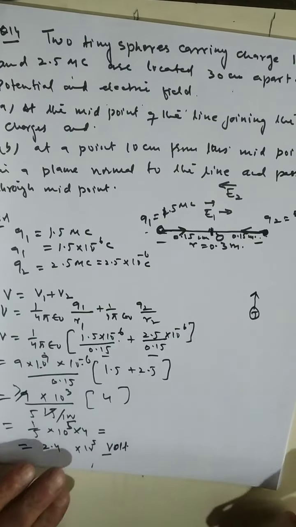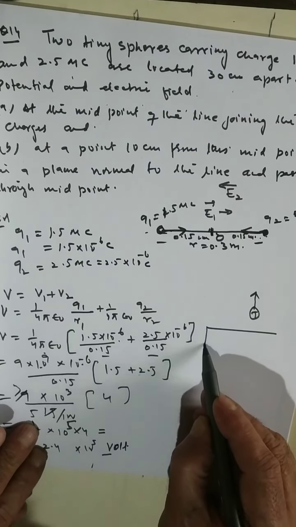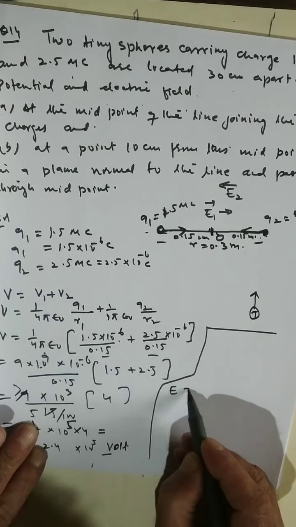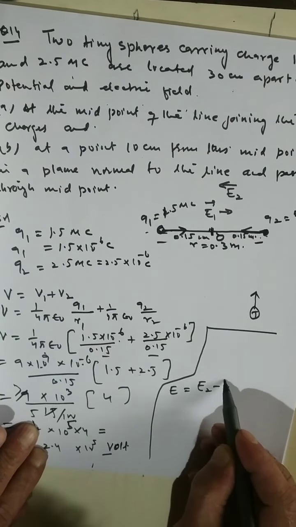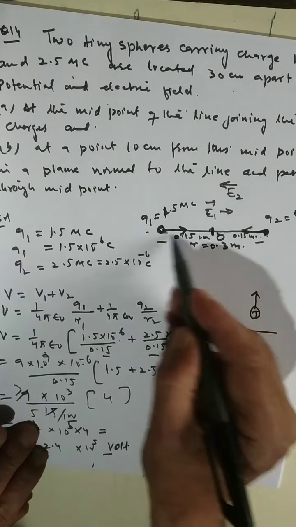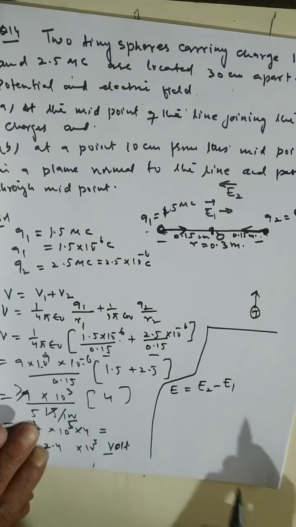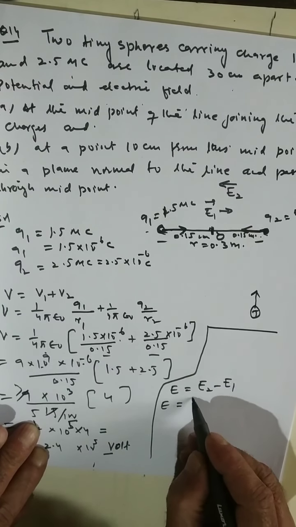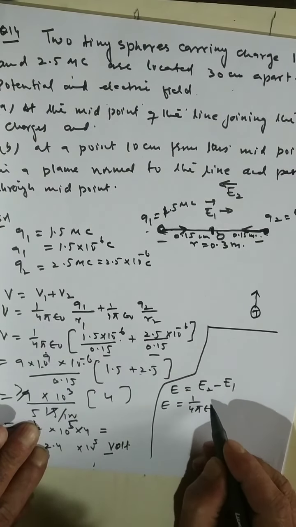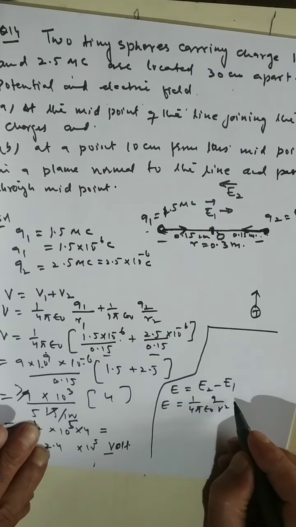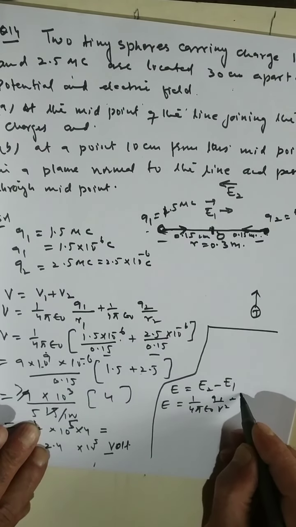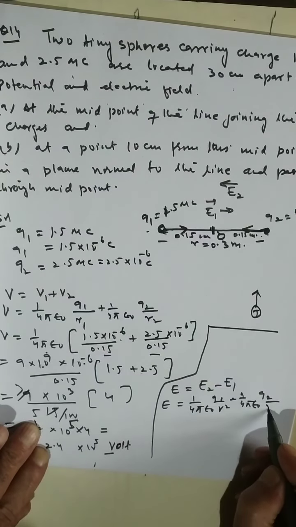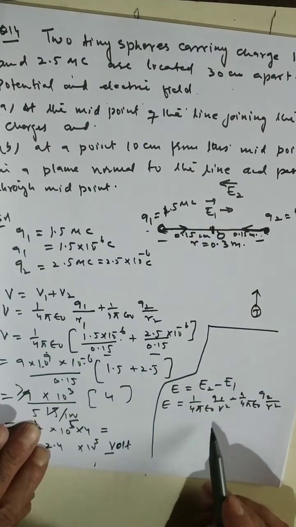So total electric field will be, I will write here, electric field, let us say E will be equal to E2 minus E1, because E1 will be greater than E2, because the charge is greater here. So when we substitute, E will be equal to 1 by 4 pi epsilon 0 Q1 by R square minus 1 by 4 pi epsilon 0 Q2 by R square. Because the distance R is the same, therefore we wrote R here.